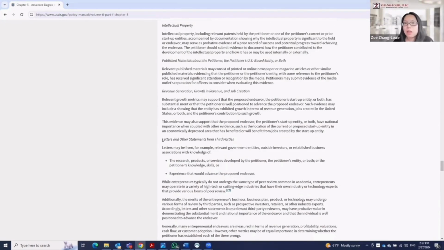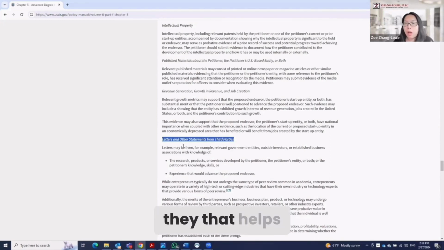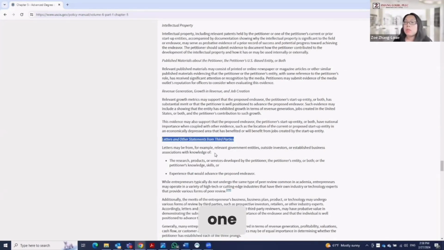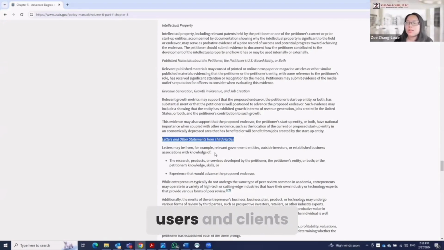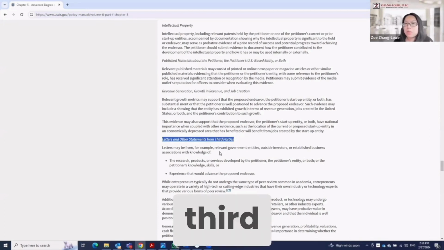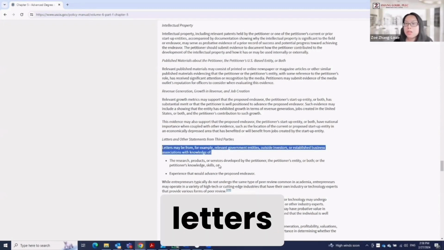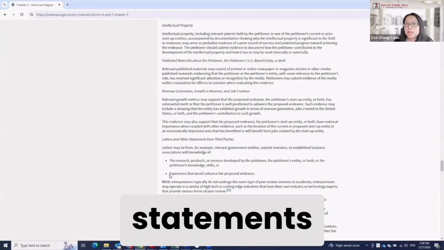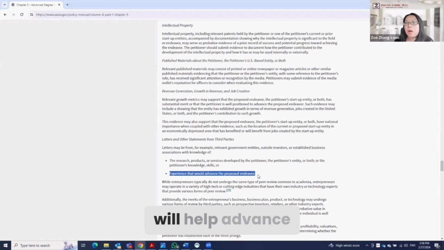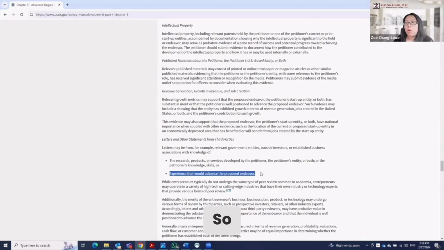And the last part of the entrepreneurs' national interest waiver that helps boost your chances of approval are letters and other statements from third parties. If you remember Matter of Dhanasar, in our previous session, we broke down that one of the requirements was interest from potential users and clients, and this is where this will also come in. That interest from third parties can also be in the form of these types of letters. And these third-party statements can also discuss the client's experience that will help advance the proposed endeavor, to help discuss the well-positioned prong. So that's it.